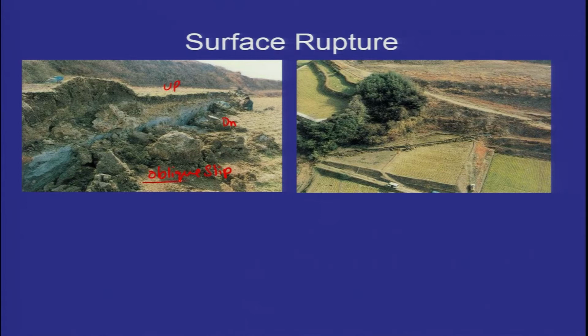So there was oblique slip, and the movement was along the fault plane, which resulted in reverse faulting, plus you had a right lateral movement. So this was the combination which resulted in the oblique slip movement. So reverse plus right lateral, you had the movement here.